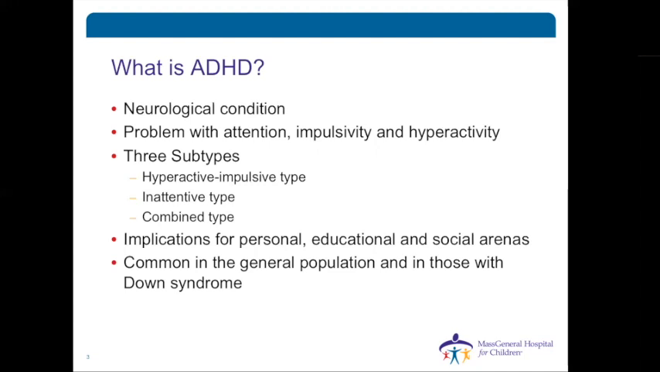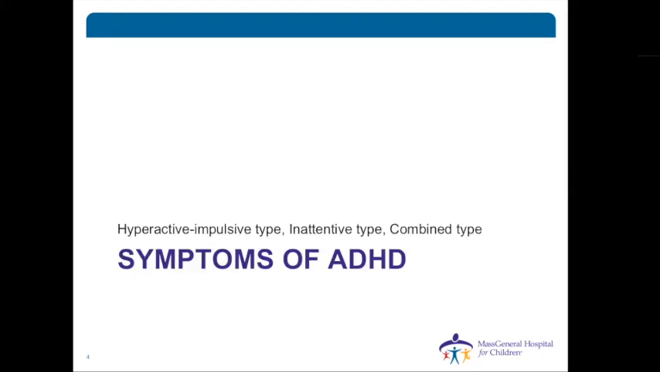ADHD is relatively common. It is estimated that about 4% of the general population has ADHD, and the occurrence might be the same or even higher in patients with Down syndrome. As discussed previously, there are 3 different subtypes of ADHD: the hyperactive, inattentive, and combined subtypes. We will discuss the symptoms of all.